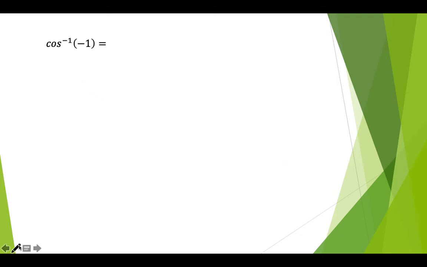Sorry about that. Well, cosine inverse of -1. Okay, and so we want to know what angle we plug in the cosine that would equal -1. And so first, cosine inverse, the range is 0 to 180 degrees. So it has to be in between 0 and 180 degrees. And so if it's 1, 0, or -1, it's probably going to be one of these values here. And so we need to test these 3.